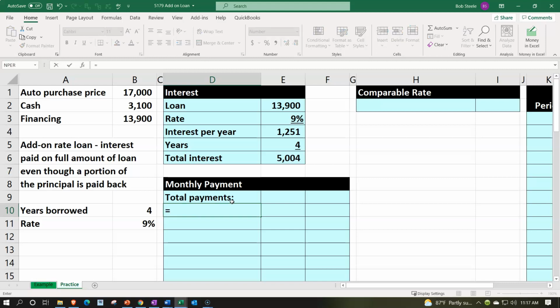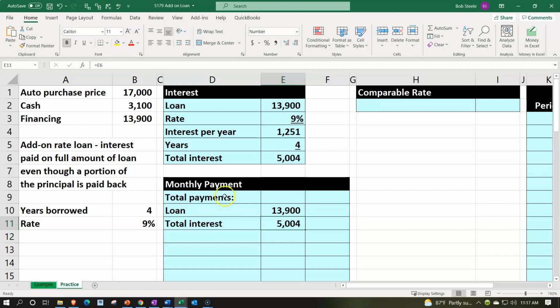So the total payments are going to be equal to the loan, which I'm going to put inside here, that $13,900. And then we're going to pay back the interest, so the total interest that we just calculated. We're going to pay that entire amount in interest. We're going to go to the font group and underline. So that's going to be the total payments that we'll have over the life of the loan.